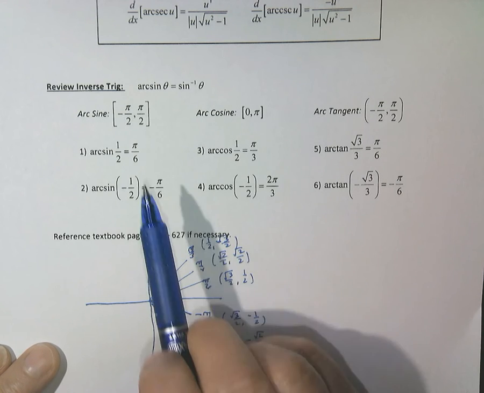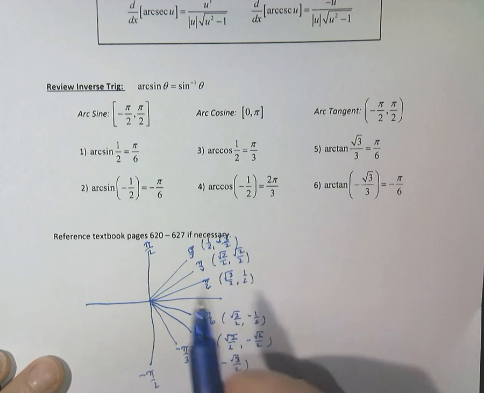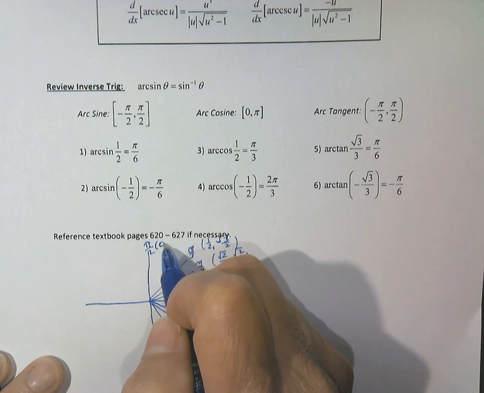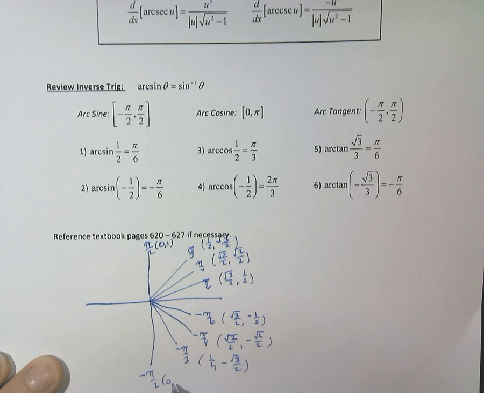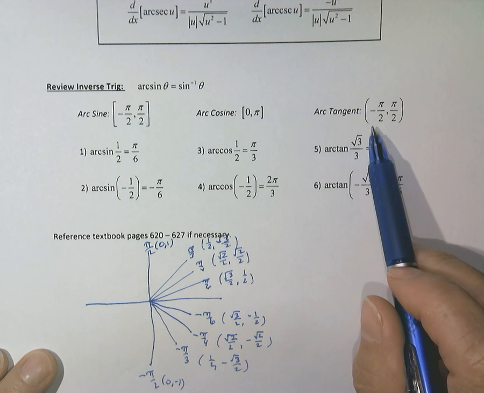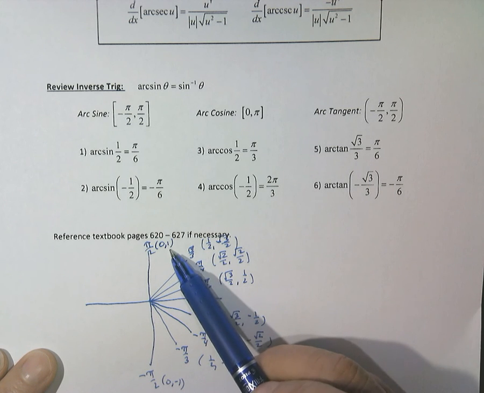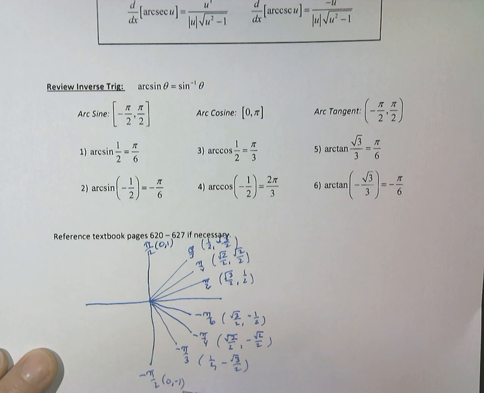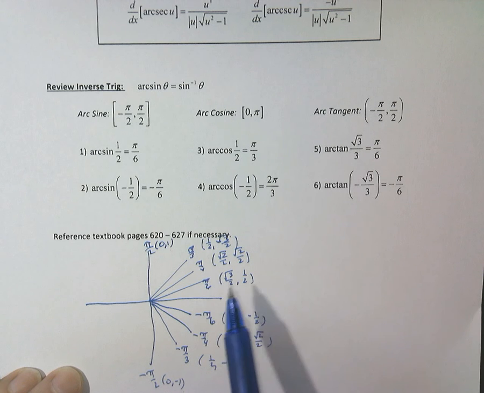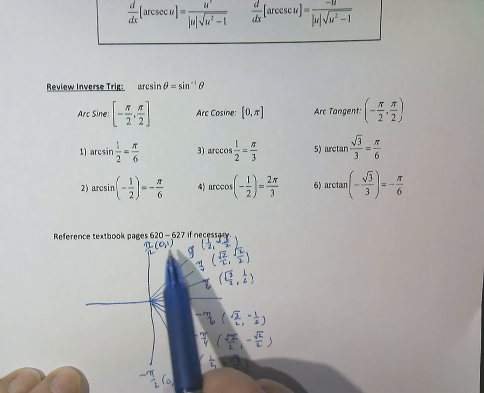So this is going to work for arc sine. Oh, actually arc sine, also this is the point 0, 1 and 0, -1. For arc tangent, this will work also, except for you're not going to use pi/2 and -pi/2 because the tangent of those angles is undefined. You have asymptotes at those points. When we're talking arc cosine, we're going to go from 0 to pi.